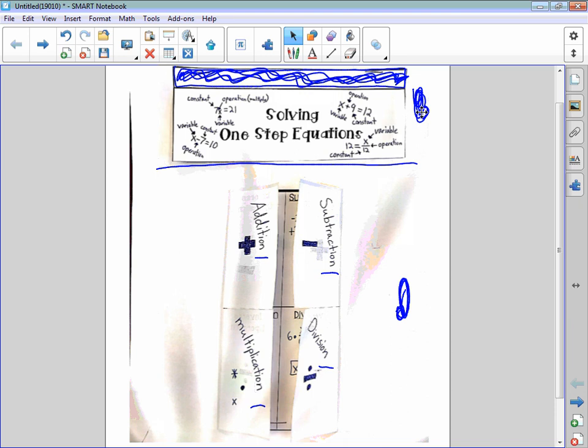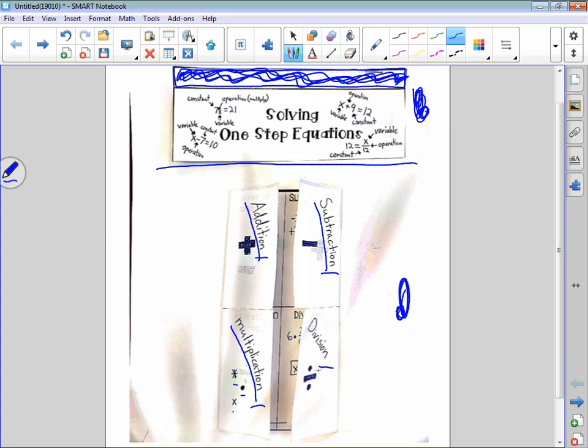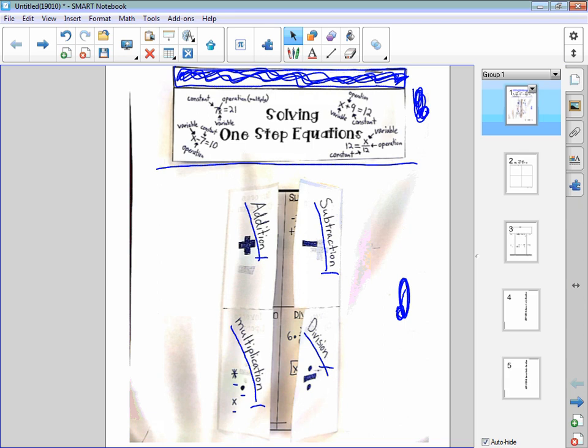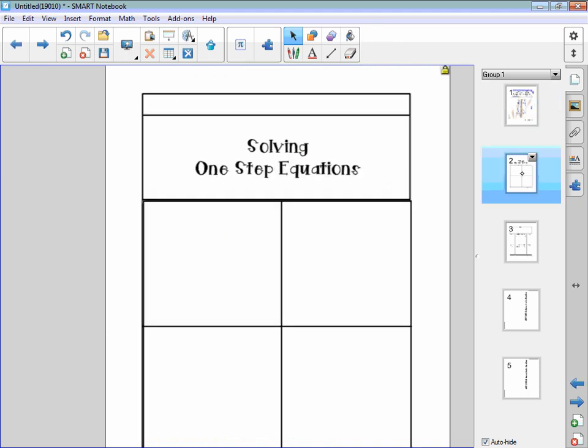Then I want you to write addition and show a plus sign. Write subtraction, show a subtraction sign. Write multiplication, and I did all three different kinds of multiplication symbols. Then I want you to do a division symbol, write division and show a division symbol. And next we'll get started on what I want to see on the top flap. So again, pause the video and make sure you get all of that information written down. And let's look at our next slide.